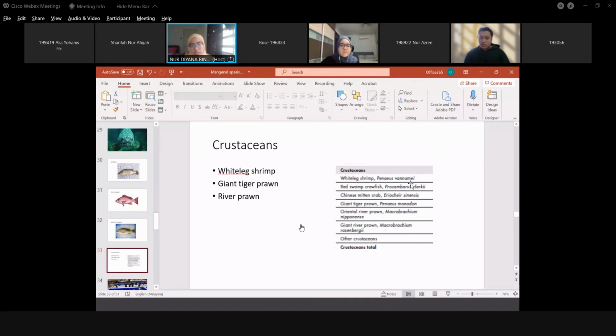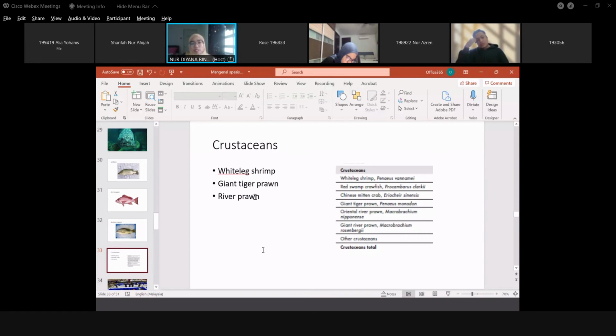Penaeus vannamei, the color is lighter, it's white, it does not have the bands on the body compared to giant tiger prawn, Penaeus monodon, okay? It's self-explanatory, we like to call it tiger because of the bands. So anything with tiger, it's banded.